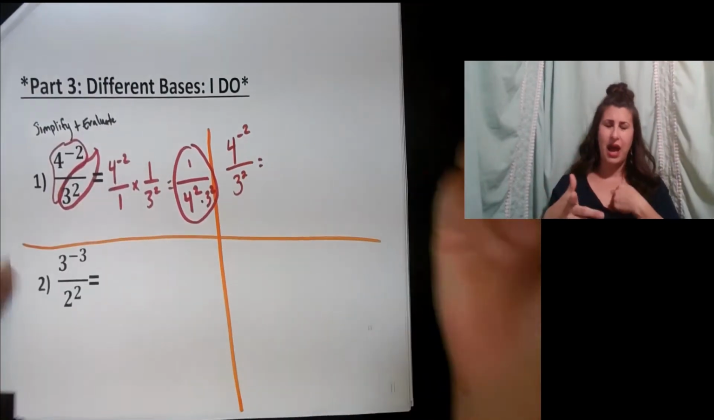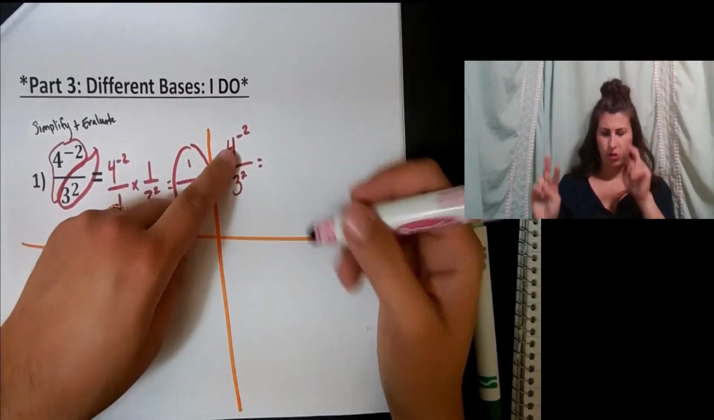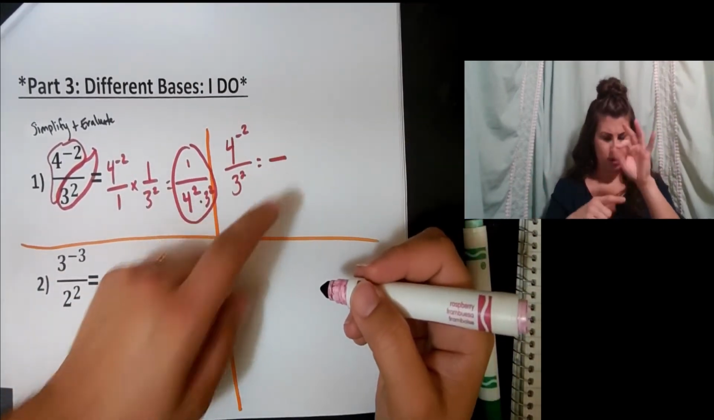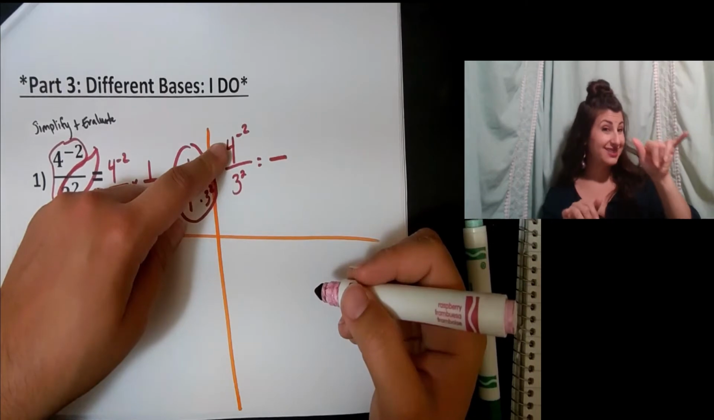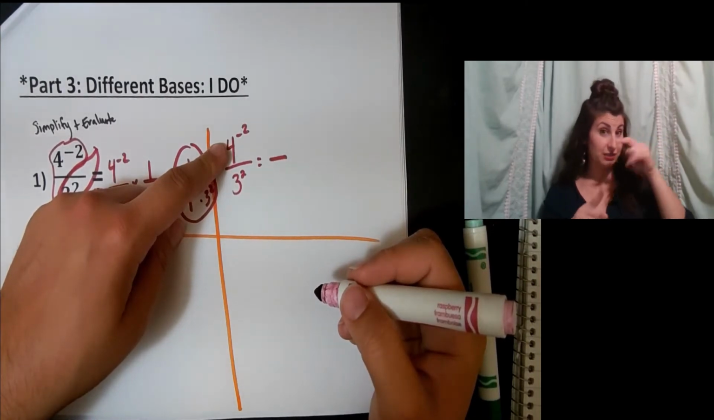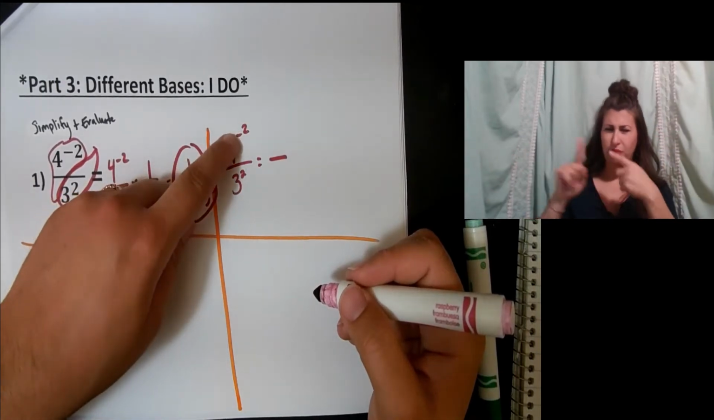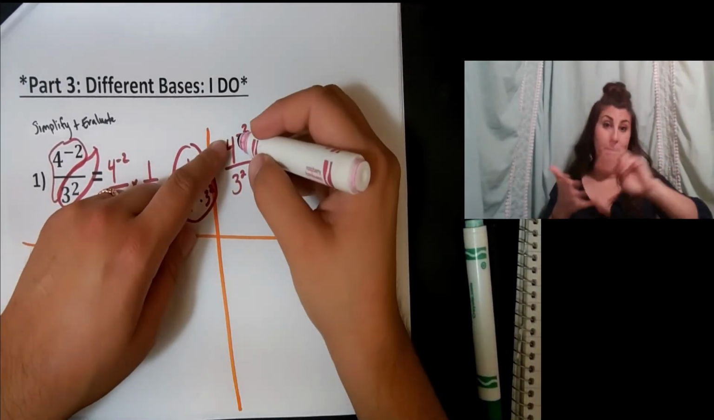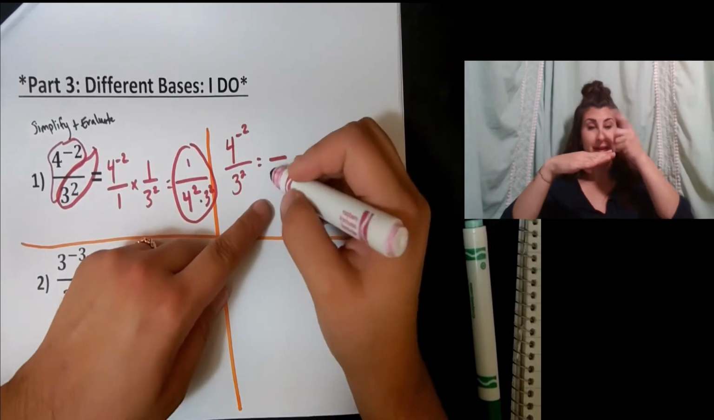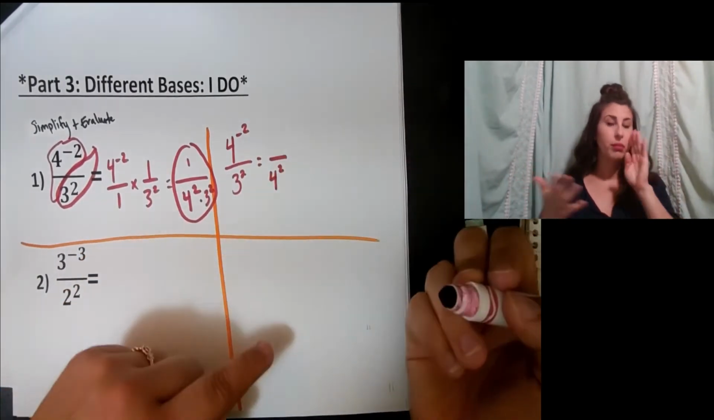So I'm going to rewrite this, 4 to the negative second over 3 squared. This is what I do. I think about it. I look at each one. Okay, I'm going to look at the top. I'm going to make my fraction bar. I'm going to look at the top. Is it going to stay there? It stays if it's positive. It flips if it's a negative exponent. So is this a positive exponent or a negative? Negative. So it's going to flip. It was on top. Now it's going to go on bottom and be a positive.